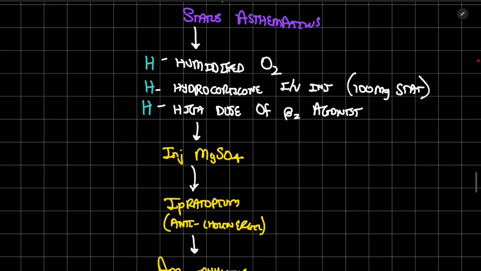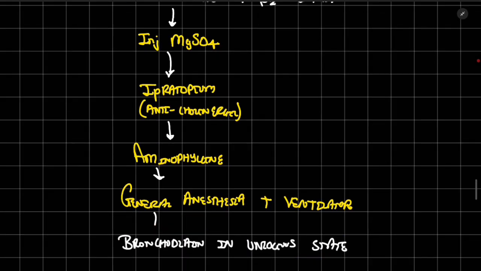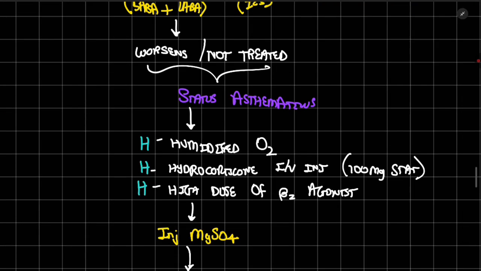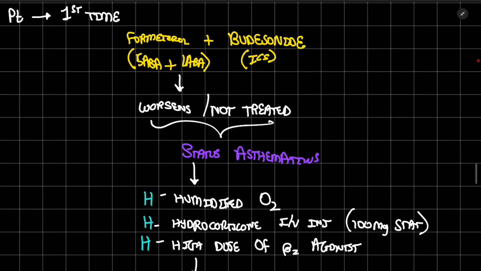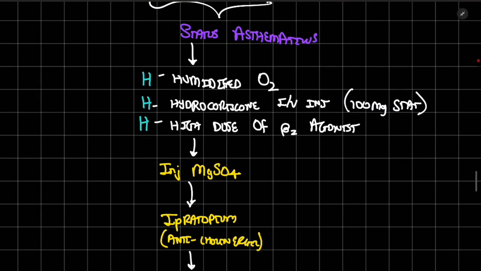If it still worsens, we give ipratropium, the anticholinergic. And if it's still worsening, we give aminophylline. And when it still worsens, we give general anesthesia and ventilator. So if, the second time, in the status asthmaticus case where we give the HHS therapy, he or she suddenly decompensates, what must we give?